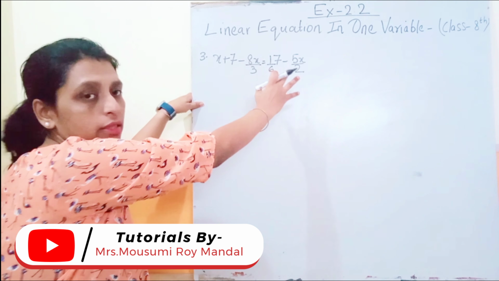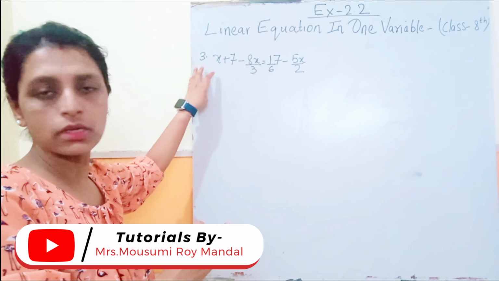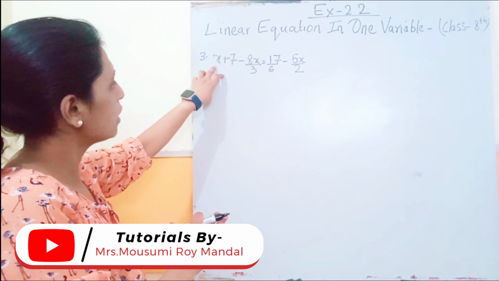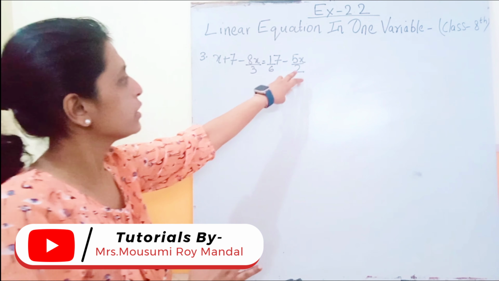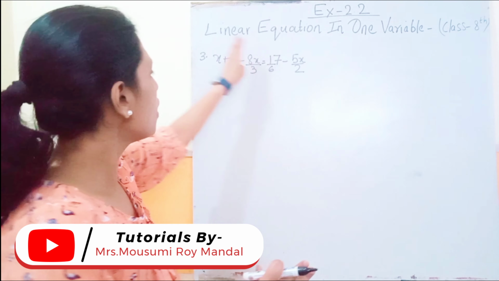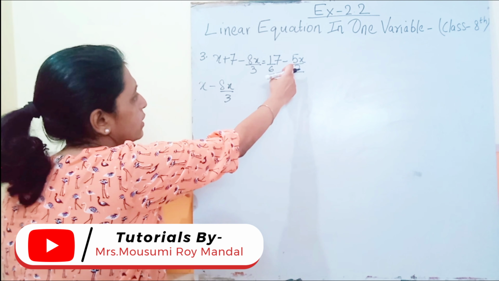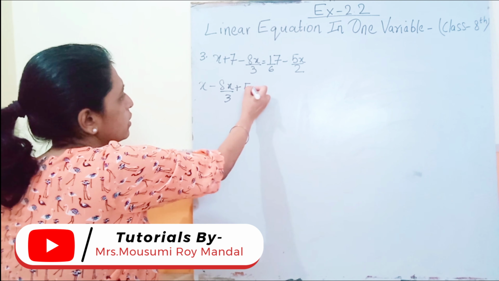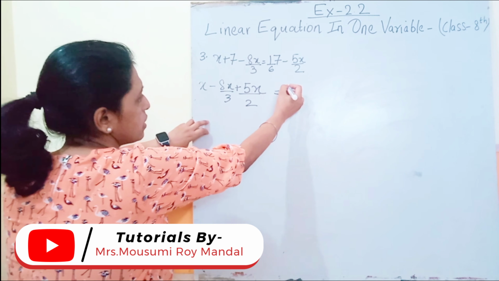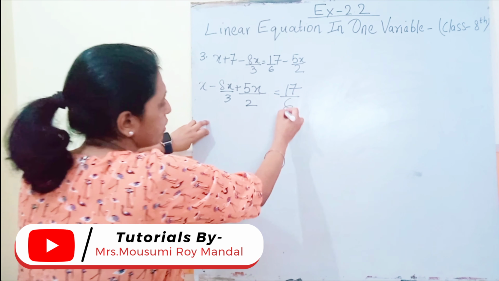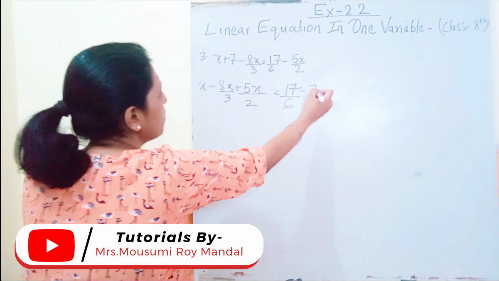So the first thing that I told you in my last video is also that we have to bring the like terms together. Like terms here are with the variable x: here minus 8x upon 3, here minus 5x upon 2. So I'm going to bring all the like terms together. So minus 5x upon 2 will come here and it will become plus 5x upon 2 is equal to, and the constant terms I am going to keep at one side. That is, I am going to bring this plus 7 to the right hand side and it will become minus 7.